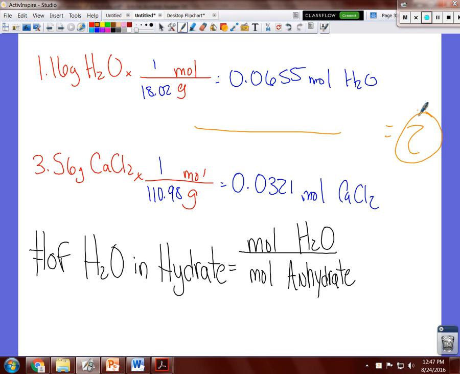Now, my question to you is, at the very bottom down there in black, it says moles of water over moles of anhydrate. Why can you not do it in mass? Can you compare two different things in masses? You must compare everything in moles. Yes. Bingo.